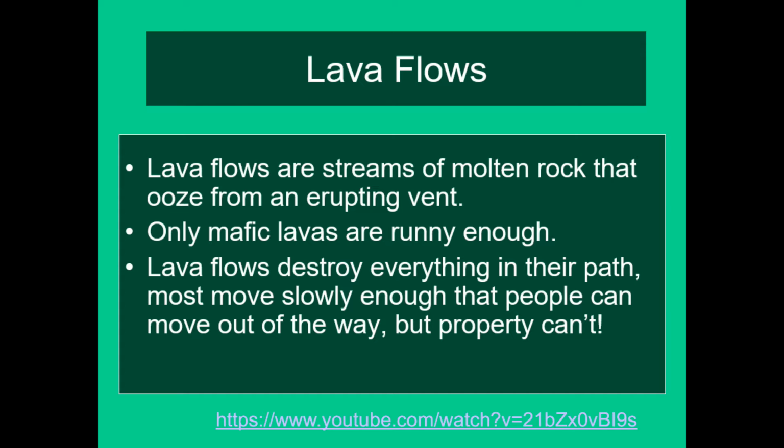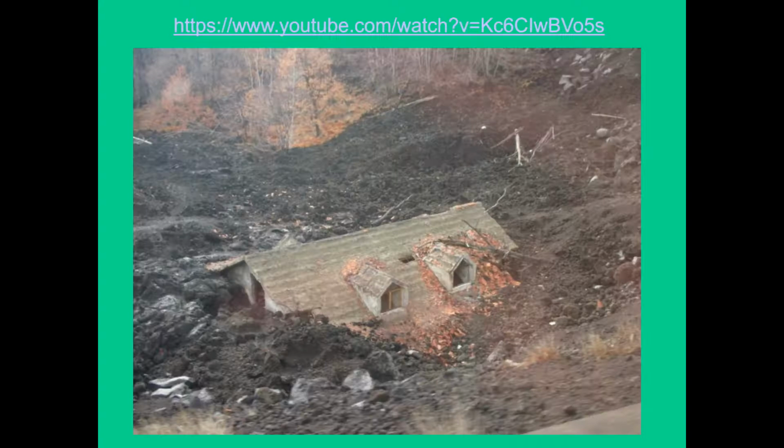We know, don't we, that it could only be mafic magma that could do this because silicic magma is not going to be able to run. So it's only mafic magma. And the key thing to emphasise is really the 3rd bullet point. People are not usually killed by lava flows because they get out the way. They do not generally flow very fast at all. Houses, buildings, can't move. So they will destroy anything that cannot get out the way.